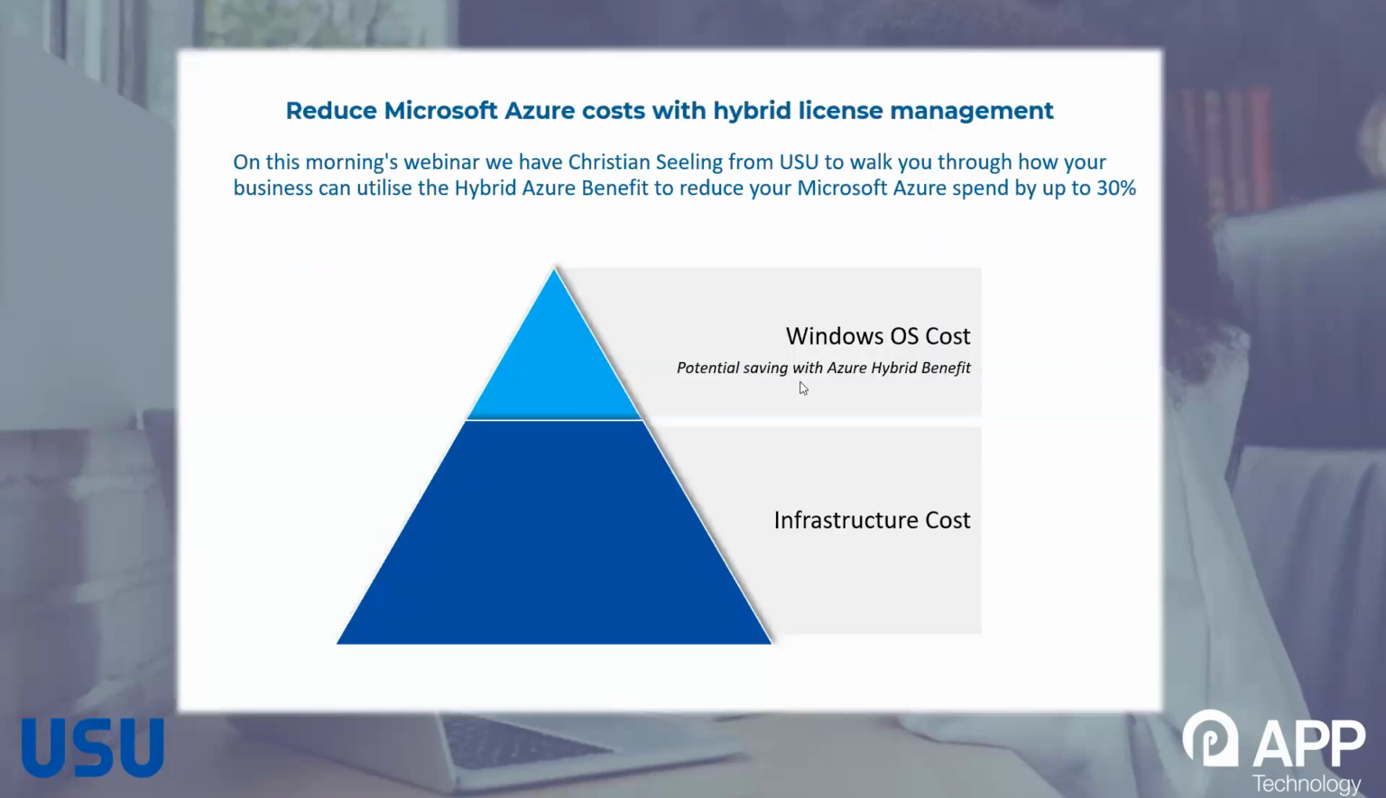On the call today, I will be principally handing over to Christian Seeling from USU, who's going to walk you through how your businesses can utilize the hybrid Azure benefit to reduce your Microsoft Azure spend by up to around 30%. And the little graphic on the screen gives you an indication of how you can do that. However, Christian will be able to walk through that in a lot more detail. I will come back on at the end with a view to just wrapping up the webinar and then polishing things out. So without further ado, I will pass the screen over to Christian to present.